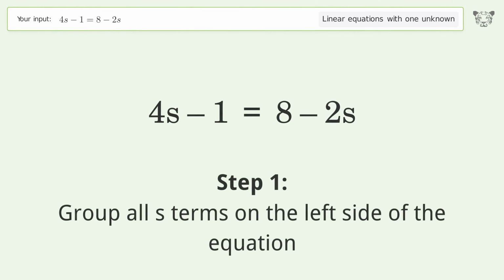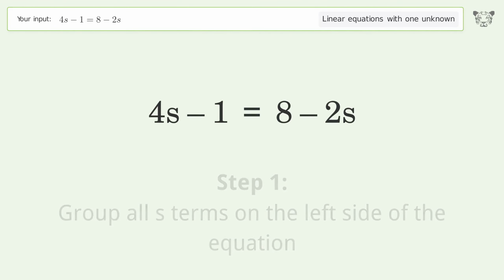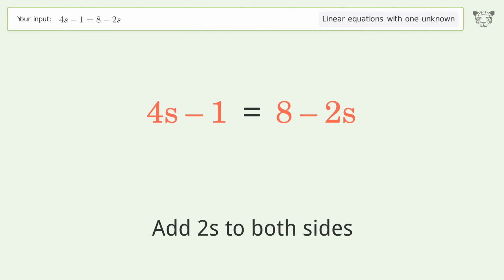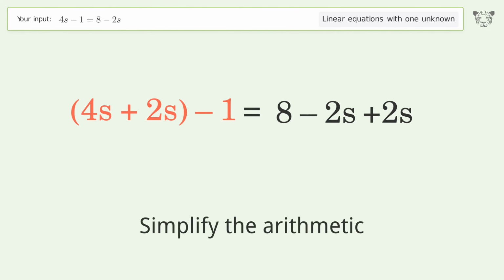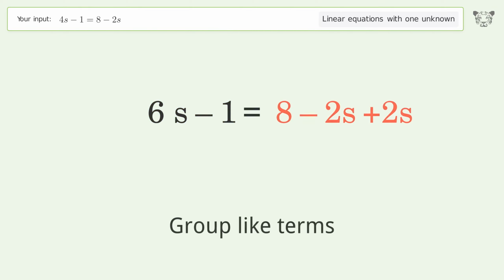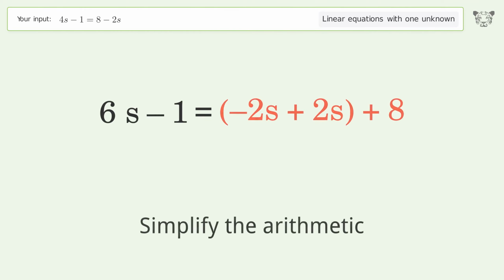Group all s terms on the left side of the equation. Add 2s to both sides. Group like terms. Simplify the arithmetic. Group like terms. Simplify the arithmetic.